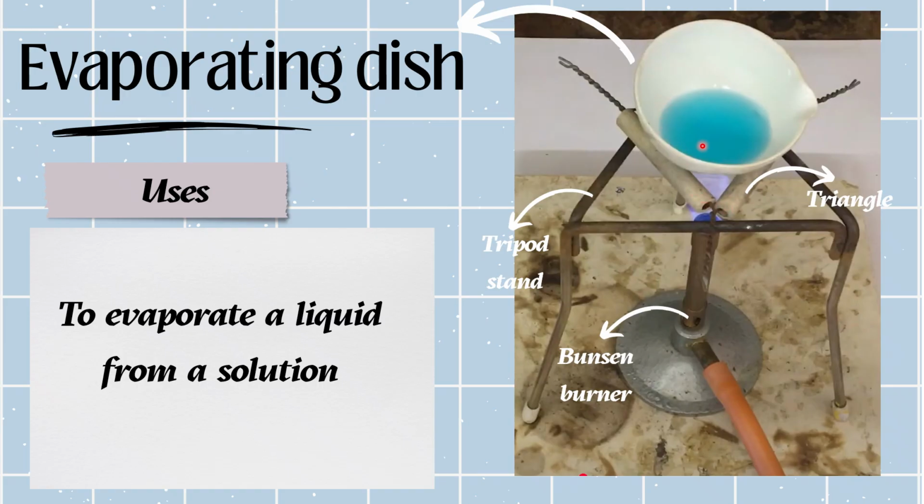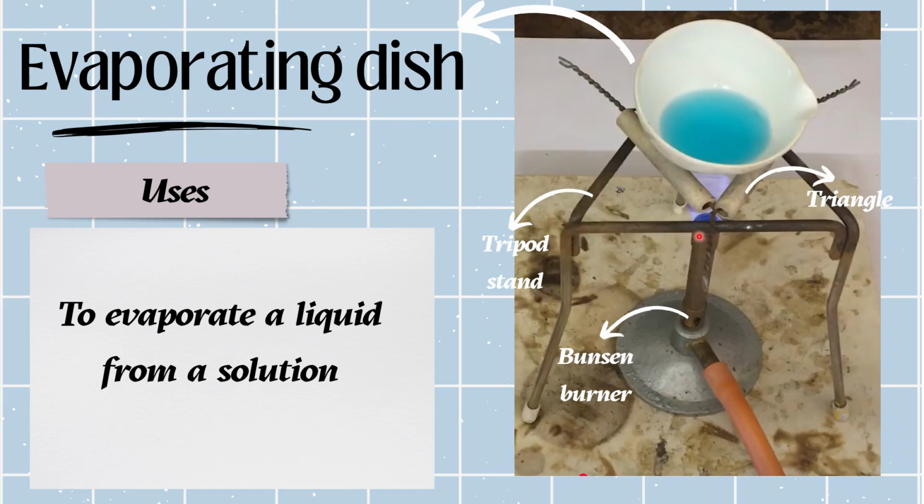Since our evaporating dish is smaller than the tripod stand, if we keep it over this, it will fall. So we need something to hold it exactly above the flame. So we use this triangle. If your evaporating dish is bigger in size, there is no need to use a triangle. You can directly keep it on the tripod stand.